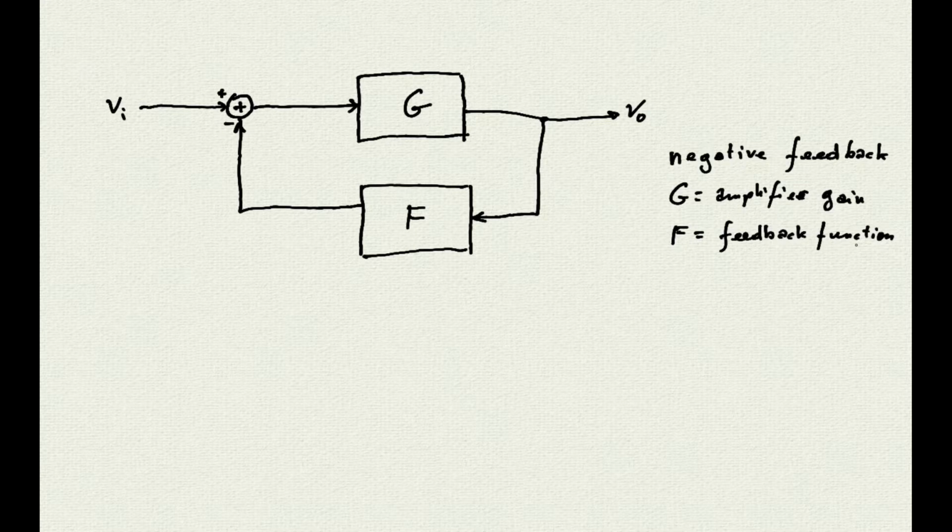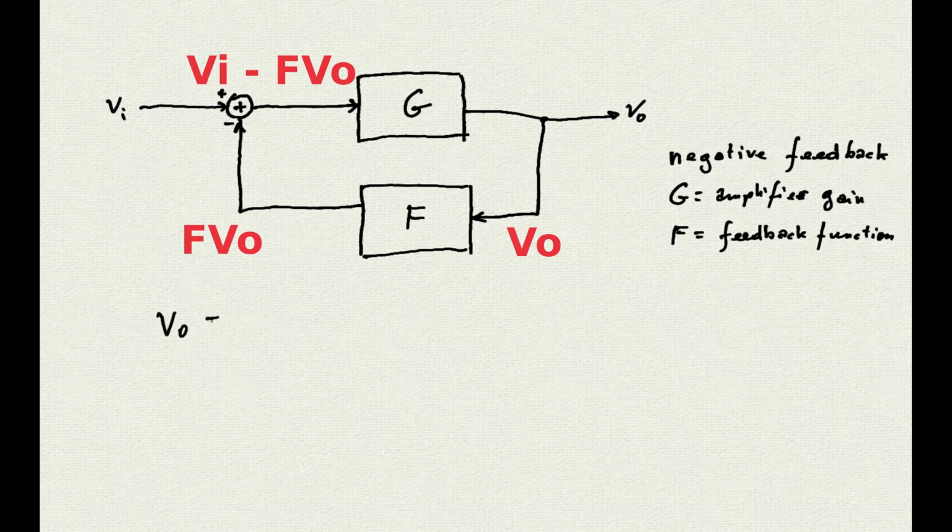Let's freeze the image for a moment and analyze what we are seeing. The input of block F is the signal VO. The output of block F is its input signal multiplied by the transfer function, and so it is F times VO. The output of the adder, considering the negative sign, is therefore VI minus F·VO. And this is basically the signal applied to the input of block G. As a result, the output VO of block G is given by the product of the input signal and the transfer function G, like this.